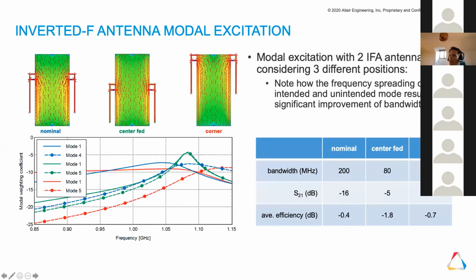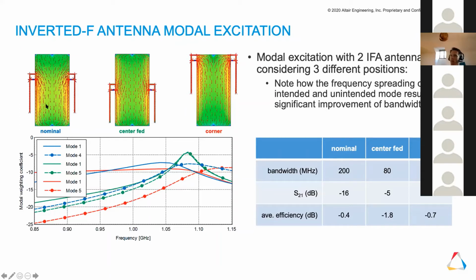So the third case here is a printed inverted F antenna, and we're showing 3 different positions because it gives some insight into the correlation between the modal weighting coefficient and the bandwidth. If we start with the center-fed case, which is the green result here, this design excites mode 1 very well. If you were to look at the S parameters, you would see a very deep null, but this correlates to a rather small bandwidth in this case.